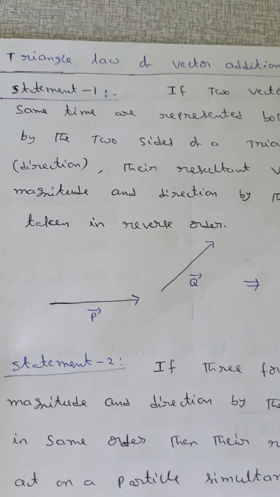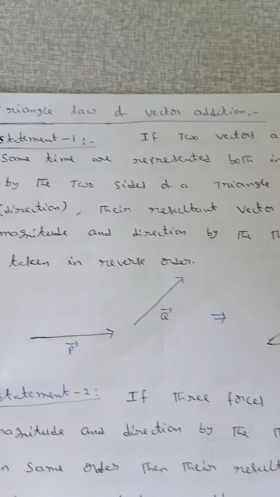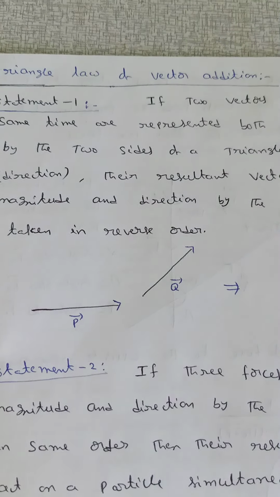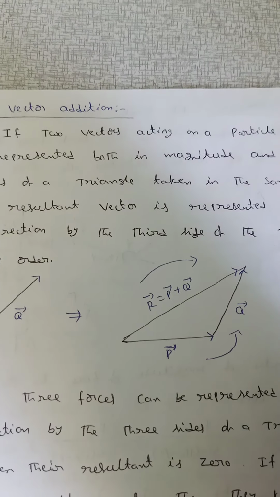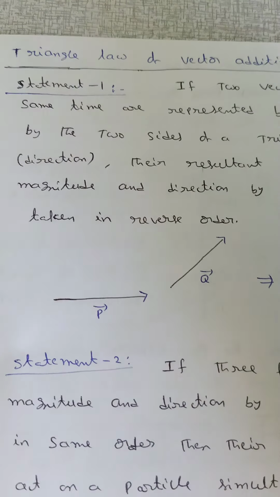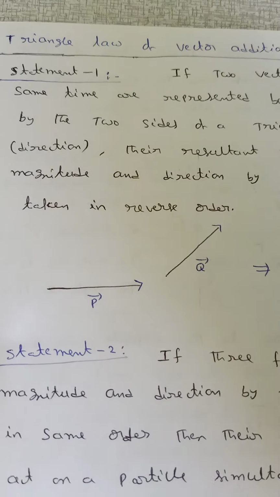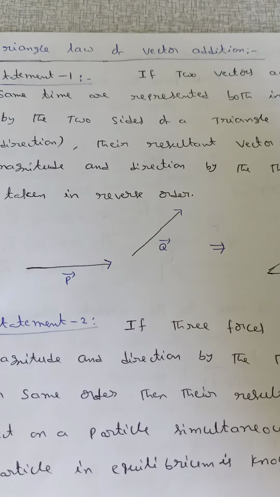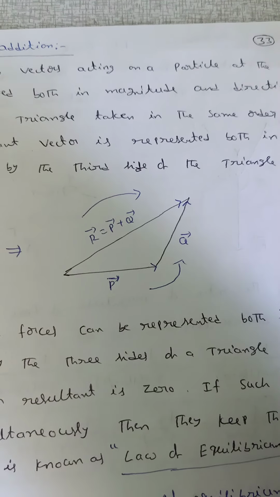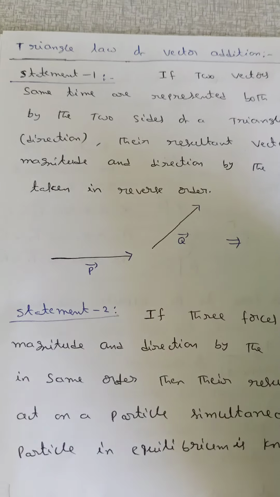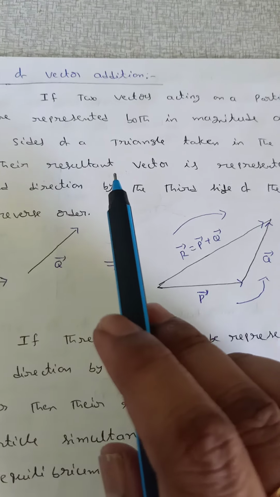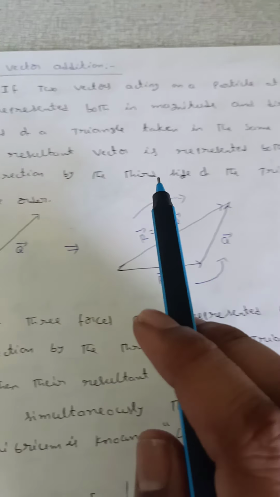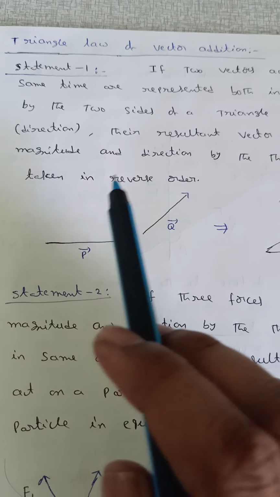And now today my topic is the triangle law of vector addition. Triangle law of vector addition gives two statements. If two vectors acting on a particle at the same time, simultaneously, are represented both in magnitude and direction by the two sides of a triangle taken in the same order, order means direction, then the resultant vector is represented both in magnitude and direction by the third side of the triangle taken in reverse order.